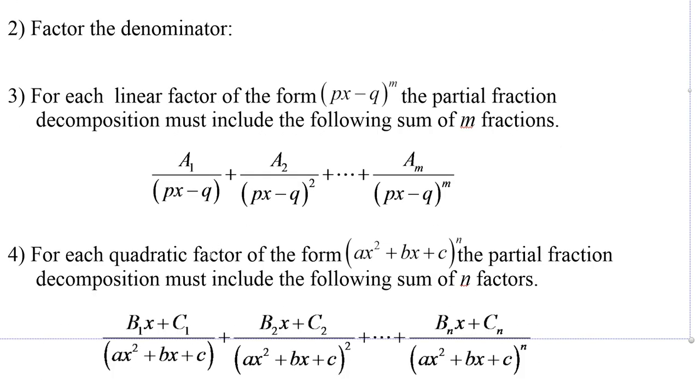And then for every quadratic factor, and when they say it's a quadratic factor, that means that it is irreducible over the real numbers. So there are some quadratics that cannot be factored down into linear factors. And so when you get one of those, you have to make it ax squared plus bx plus c on the bottom. And then on the top, you have a linear factor, b sub 1 x plus c sub 1.